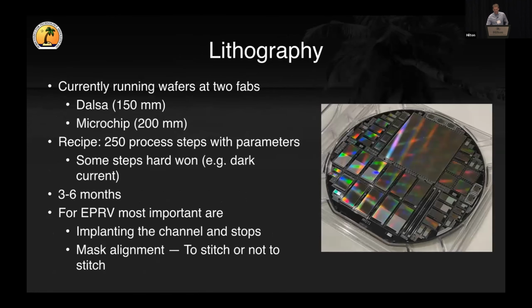Then we go to lithography. We're making wafers at 2 different fabs right now, DALSA and Microchip. We make a 6-inch wafer at DALSA and an 8-inch, 200 millimeter wafer at Microchip. This process, the lithography process, which I called fab until I got into this side of things, is really about 250 steps, all with independent parameters, and that's sort of where the secret sauce and the magic happens. It takes about 3 to 6 months, and the most important things are the buried channel, the stops on that channel, which define, in our case, the columns of pixels, and the mask alignment.